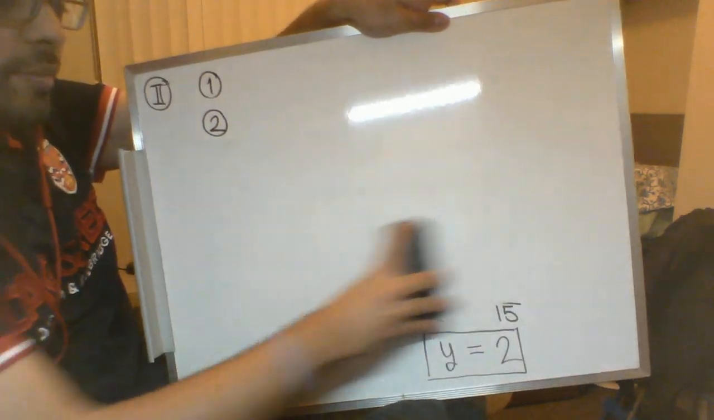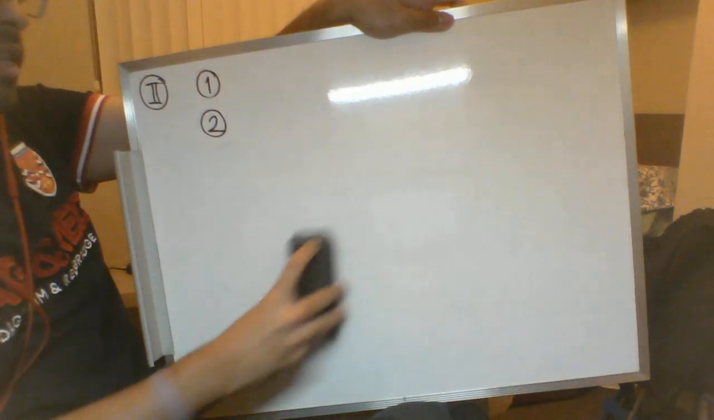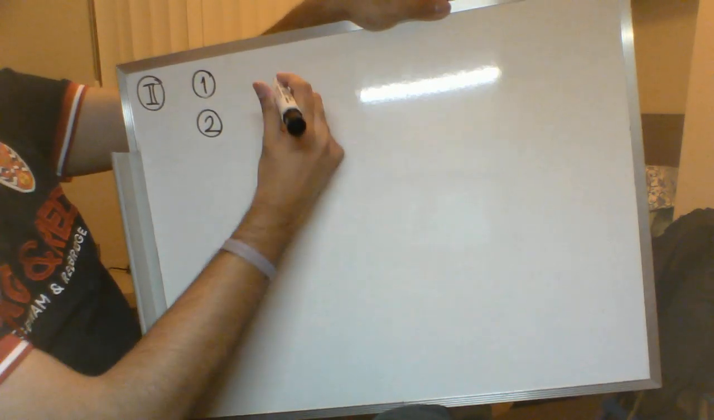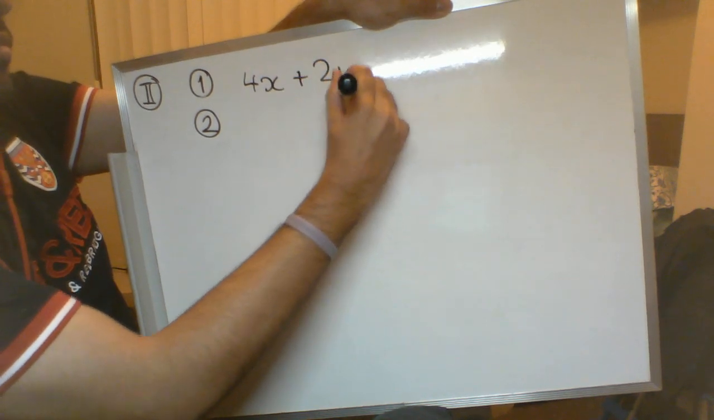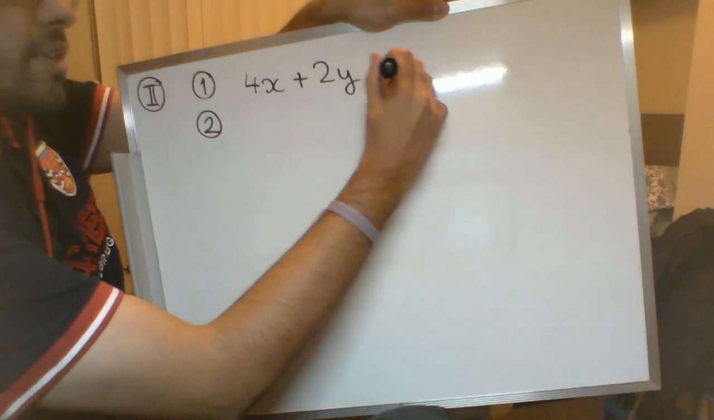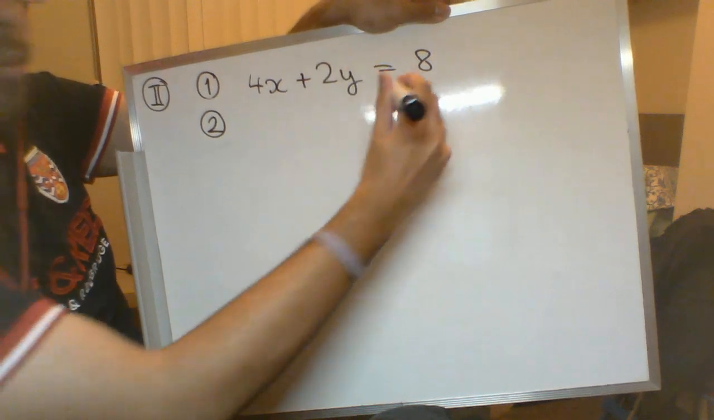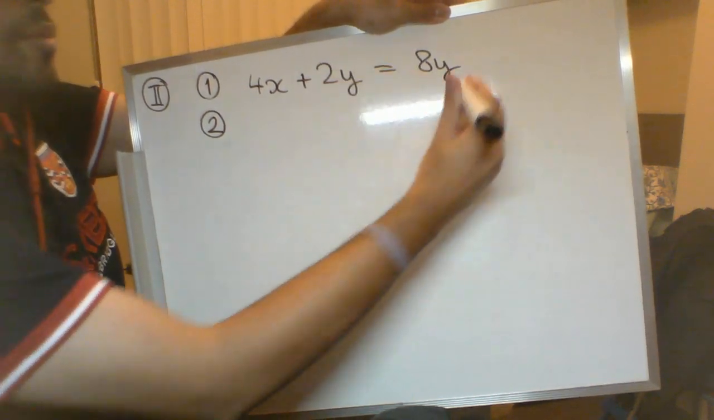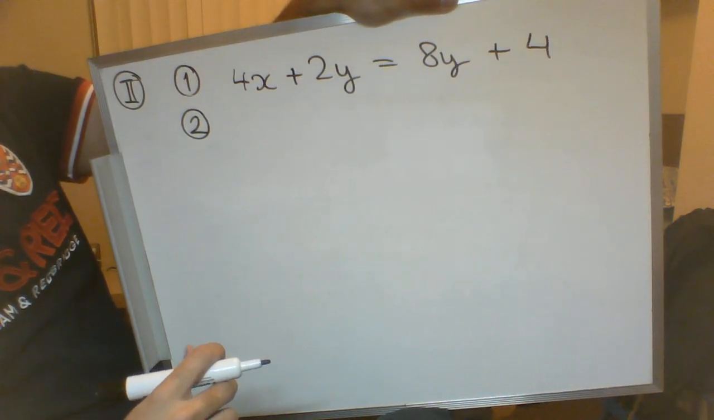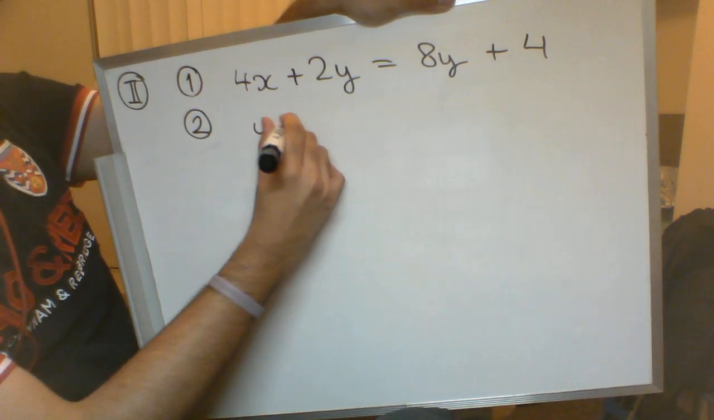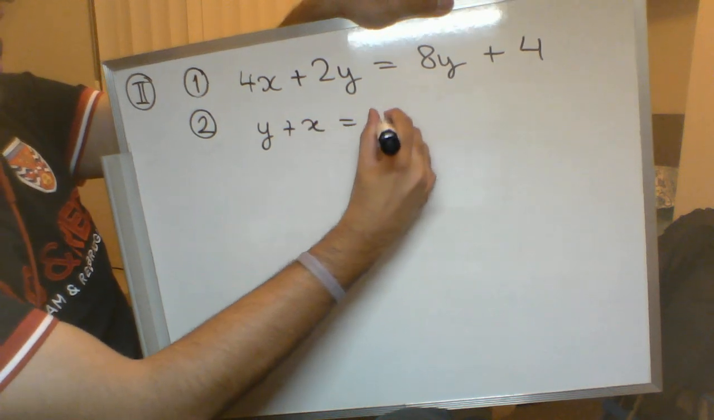All right, we'll do this one a little bit faster. I'm not going to point out as many small things. I'm just going to go through the problem and tell you what I'm doing as I go. So for this one, question 2, equation 1, we've got 4x plus 2y is equal to 8y plus 4. All right? And equation 2 is going to be y plus x equals 4.